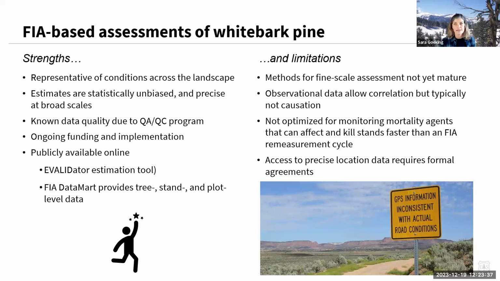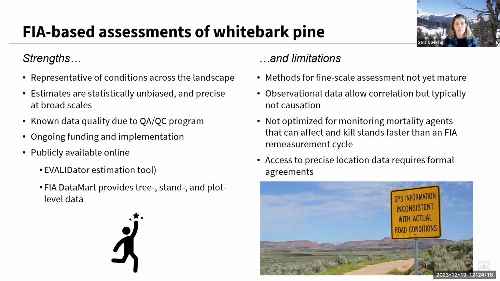Also, the FIA sample design isn't optimized for monitoring mortality agents that can affect and kill stands faster than an FIA remeasurement cycle. So if white pine blister rust is coming into a stand and is killing trees, and evidence of blister rust in those trees is gone before a crew comes back over that 10-year interval, then that won't be recorded for those trees. So I tend to think that FIA data underestimate the prevalence of blister rust, at least in places where it attacks fairly quickly.